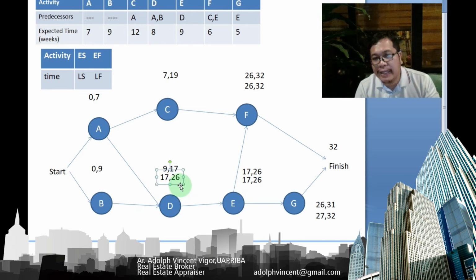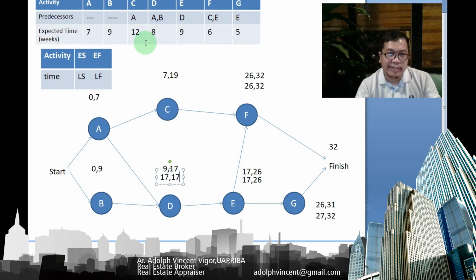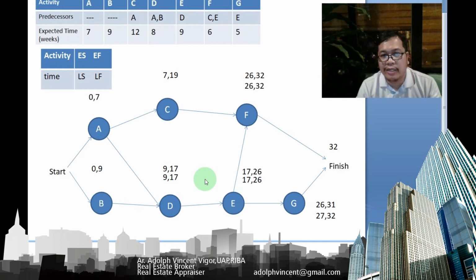So E, F, G. Okay, so let's go to D. For the backward pass of D, we're going to start at 17, based on the late start of 17. So 17 minus 8, that's around 9. So it's 9 there.